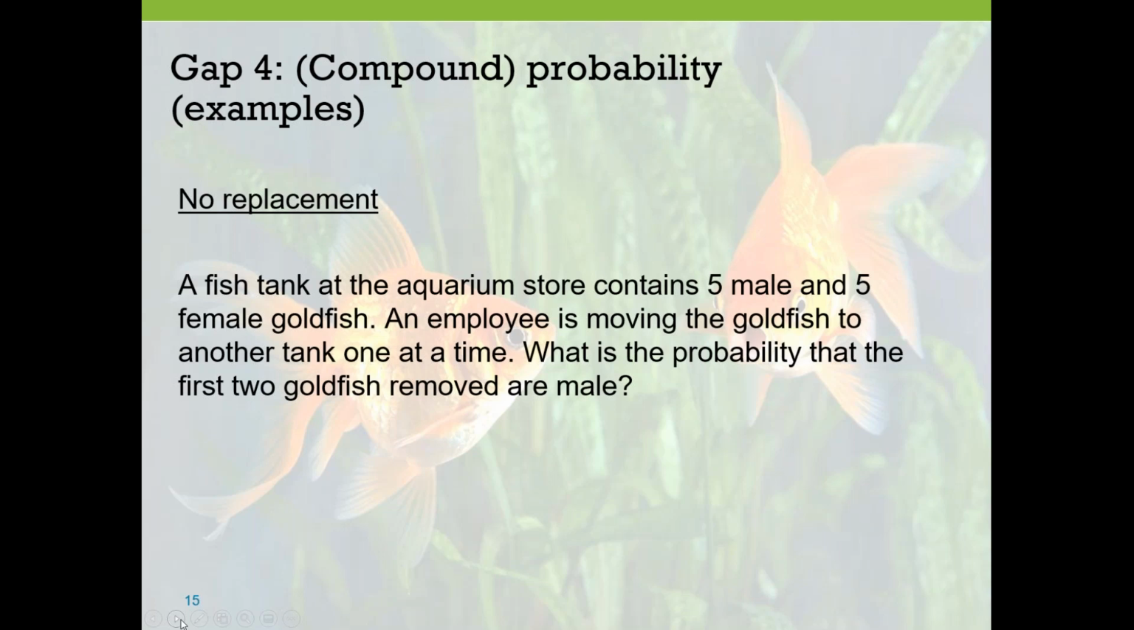And then there are items where there is no replacement, where in this case, an employee takes one goldfish out of a tank and then another goldfish out of the tank. The key being that instead of 10 goldfish the second time, there are 9. And I know I'm stating the obvious here, and I hope no one's intelligence is insulted.